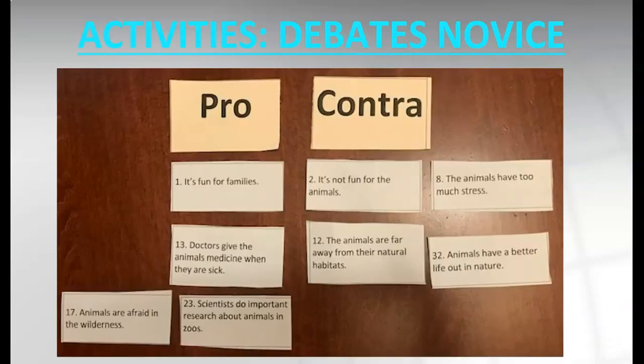Once they have those reasons laid out, the debate can begin. So this is where you announce to the class that one side will be for and one side will be against. This is what a debate would sound like.